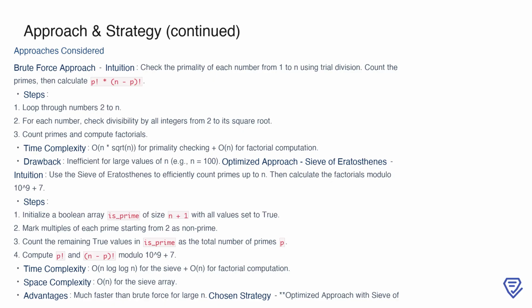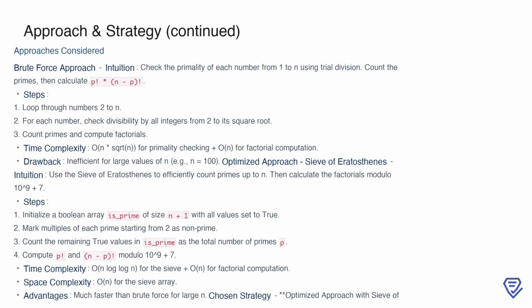To address this inefficiency, we can use the sieve of Eratosthenes, a well-known algorithm for efficiently finding all primes up to n. The sieve works by marking the multiples of each prime as non-prime, leaving the primes unmarked. This approach reduces the primality check time complexity to O(n log n), making it much faster.